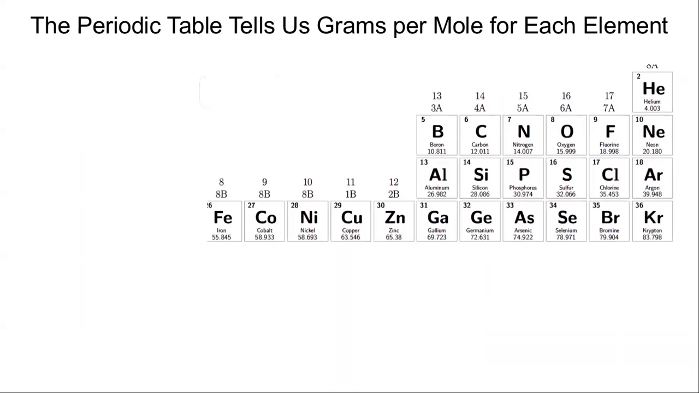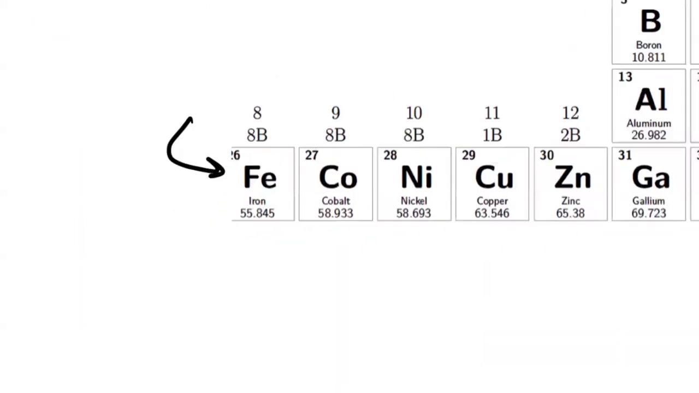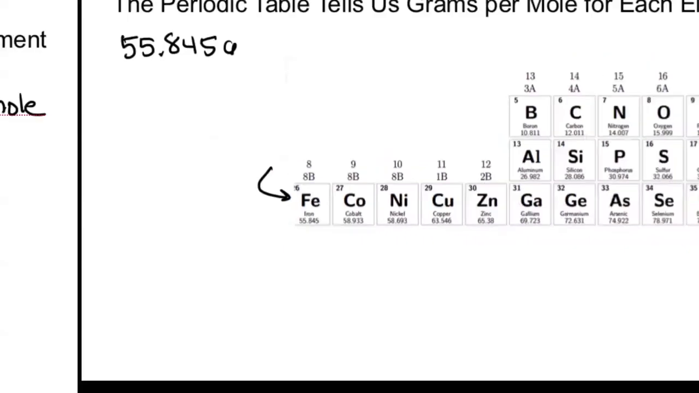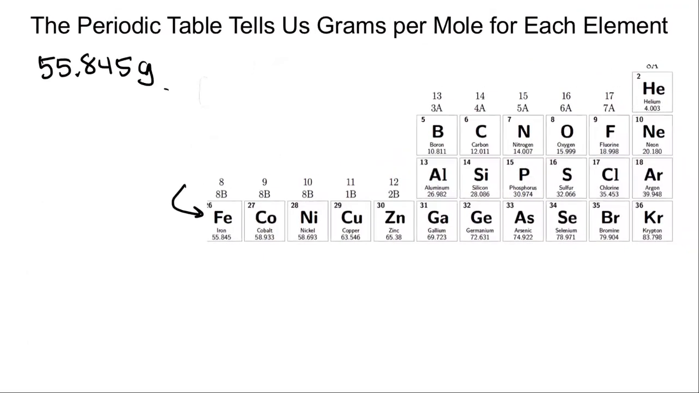If I said, what is the molar mass of iron? You'd say the molar mass of iron is 55.845. I just zoomed way in on that. Grams per mole. Grams per 1 mole. If I said, how much does 1 mole of that weigh? What is the mass of it? You'd say, so 1 mole, the mass is 55.845 grams.